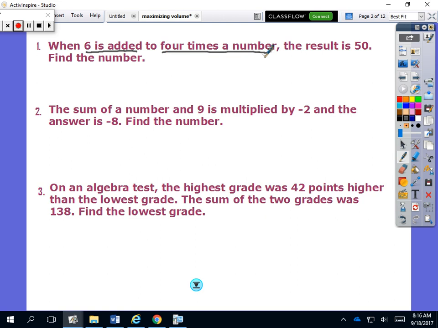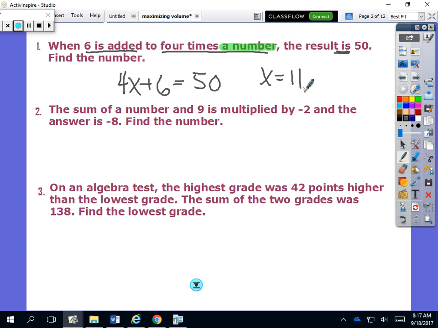Well, when we're adding, we're using addition. And 4 times a number, well, a number is our clue that that's our x. So 4 times our x, and then 6 is added to that. The result is, so that's your keyword for your equal sign, 50. Solve for that by subtracting 6 from both sides and dividing by 4, and you should get x equals 11.